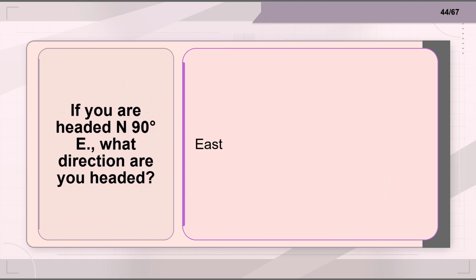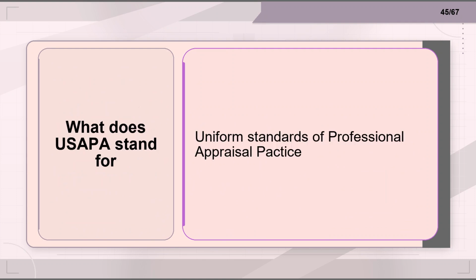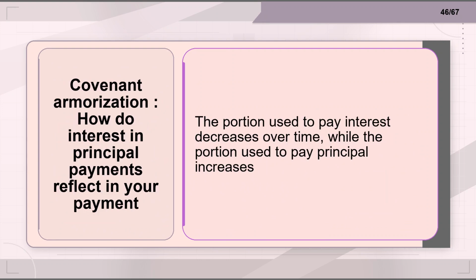Flashcard 44. Term: if you are headed N90 degrees E, what direction are you headed? Definition: east. Flashcard 45. Term: what does USPAP stand for? Definition: Uniform Standards of Professional Appraisal Practice. Flashcard 46. Term: covenant amortization. How do interest and principal payments reflect in your payment? Definition: the portion used to pay interest decreases over time, while the portion used to pay principal increases.